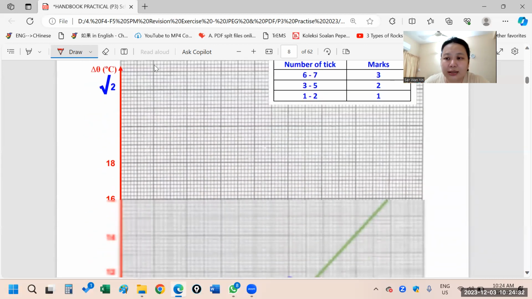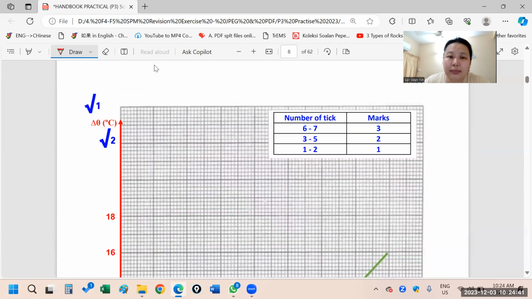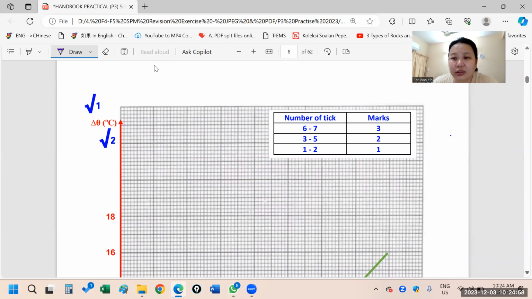Then now, let's look at the graph here. I can say most of the experiments are linear graphs, but there are also curve graphs. There are two curve graphs. Alright, never mind. We look at this graph first.